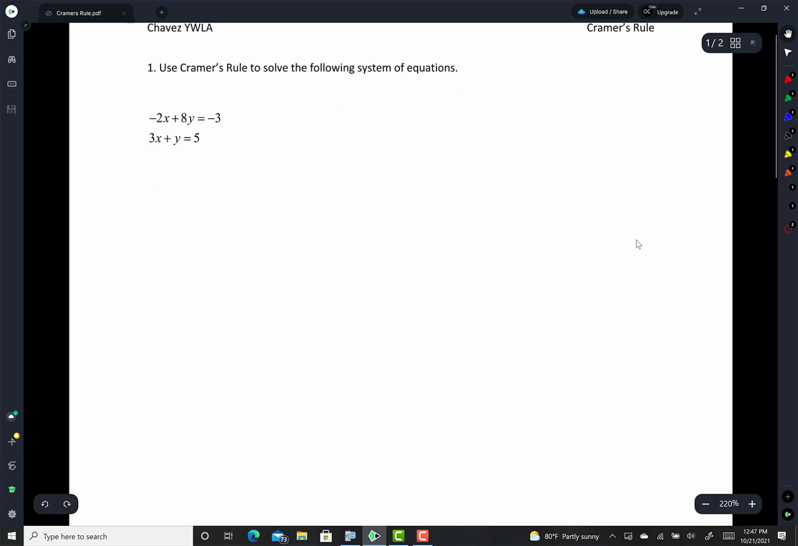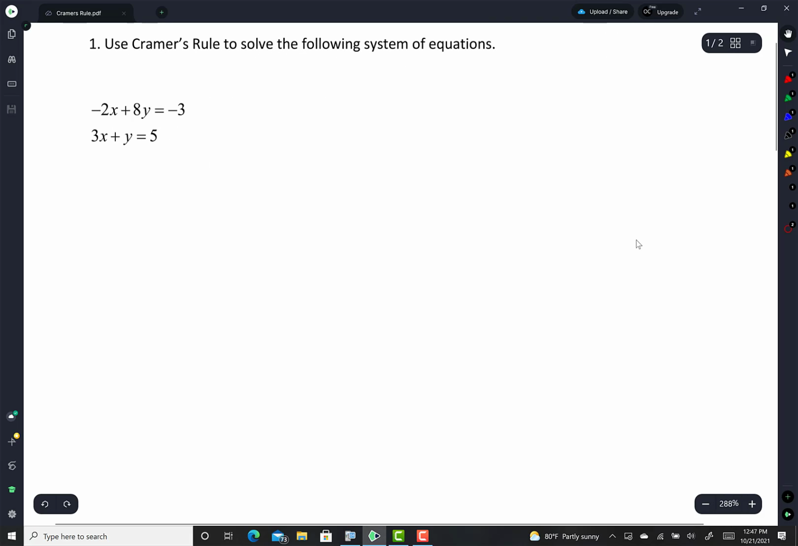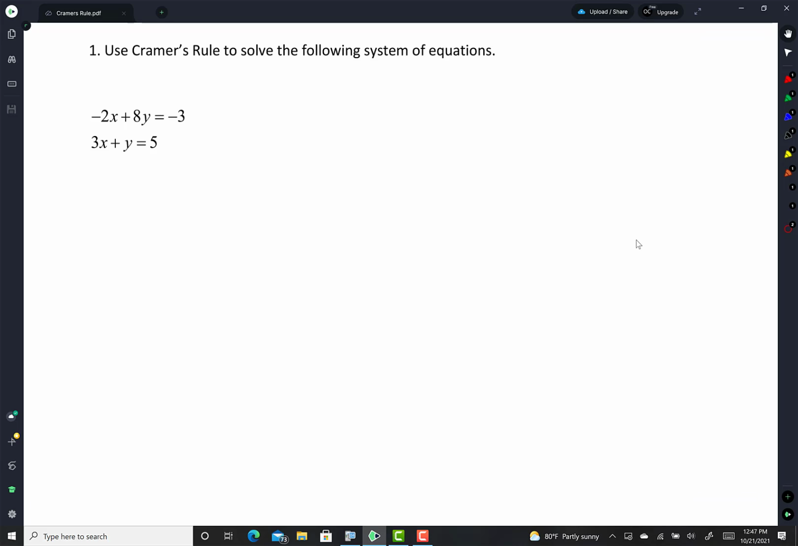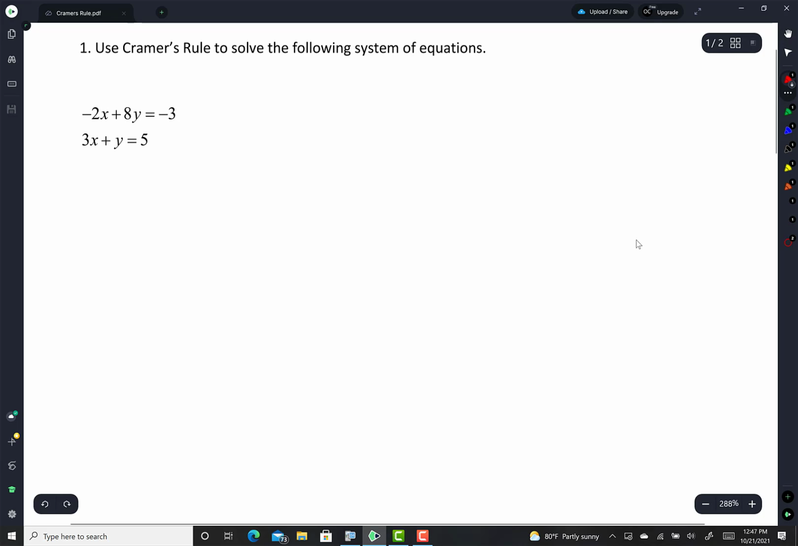So this one, question number 1, can everyone see question number 1? It says, use Cramer's rule to solve the following system of equations. So the very first thing you should do, guys, is create a matrix. The columns are already correct for me. Do not do an augmented matrix. Do this type of matrix, a traditional one.